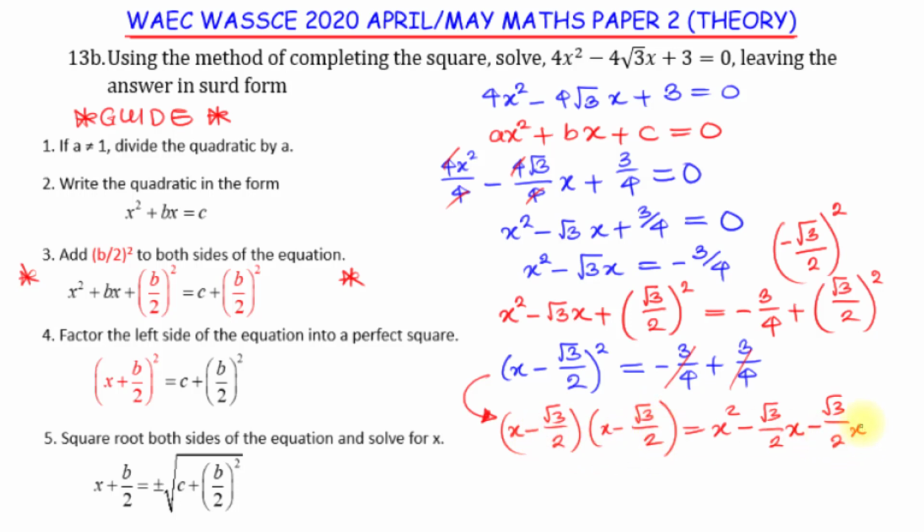The negative signs will multiply each other to be plus, then we have root 3 over 2 all raised to power 2, and you can see this expression is nothing but x squared. Now we have minus root 3 over 2 minus root 3 over 2. It's as if we are having half of root 3, and half in two places is going to give us a whole, so we can say it's minus root 3x then plus root 3 over 2 all squared, which is the same thing that we have here.